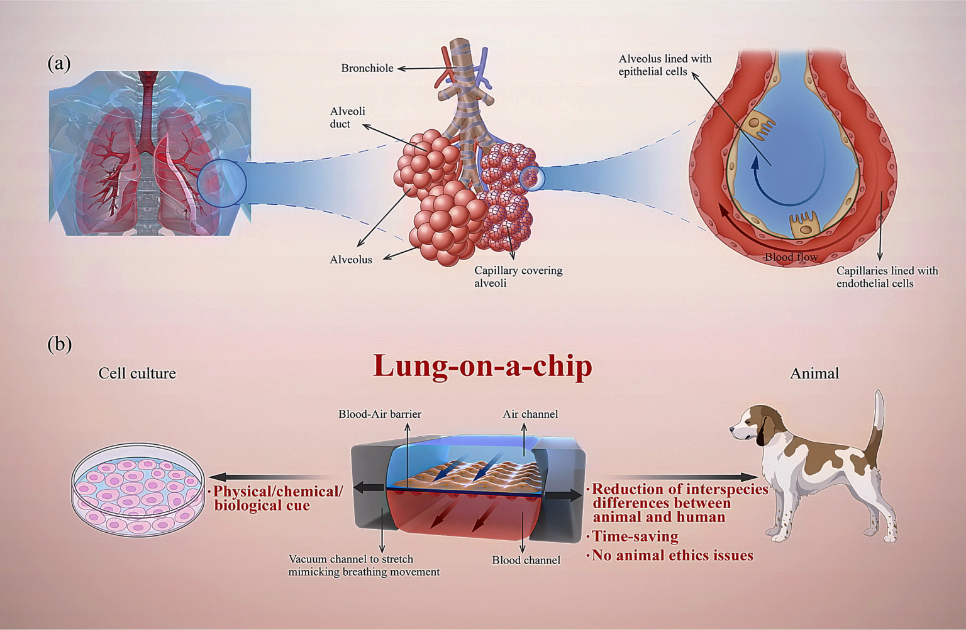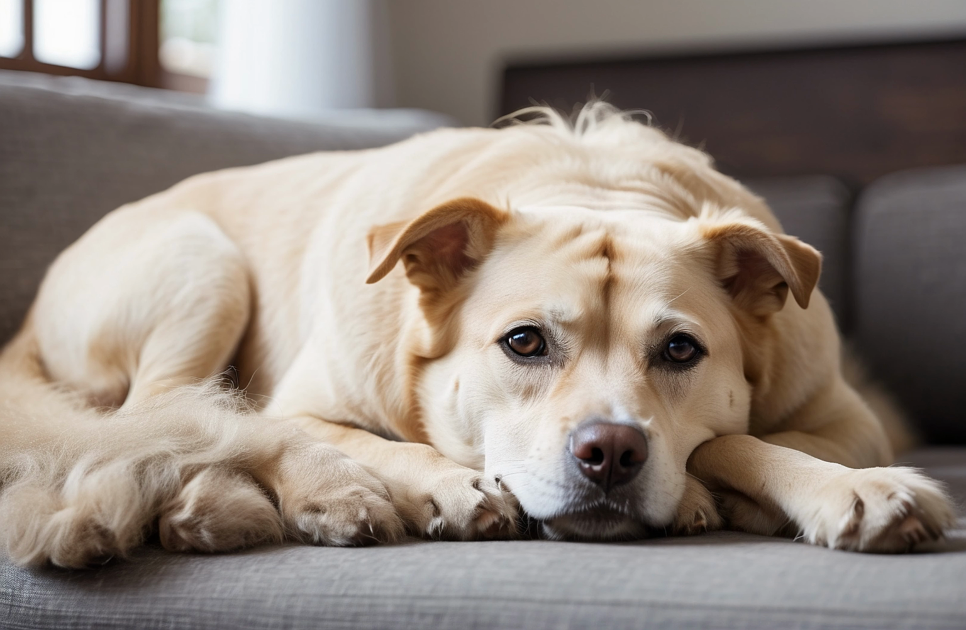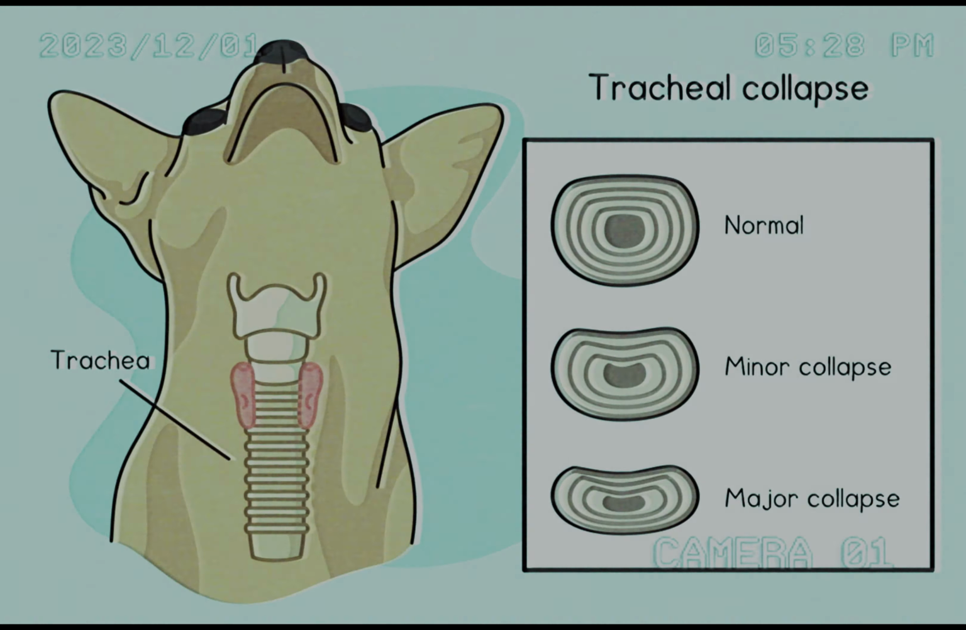Parainfluenza virus is another common cause of canine respiratory disease. This virus is less contagious than CDV but can still cause serious illness, especially in young puppies. Symptoms of parainfluenza virus infection include coughing, sneezing, and a runny nose.